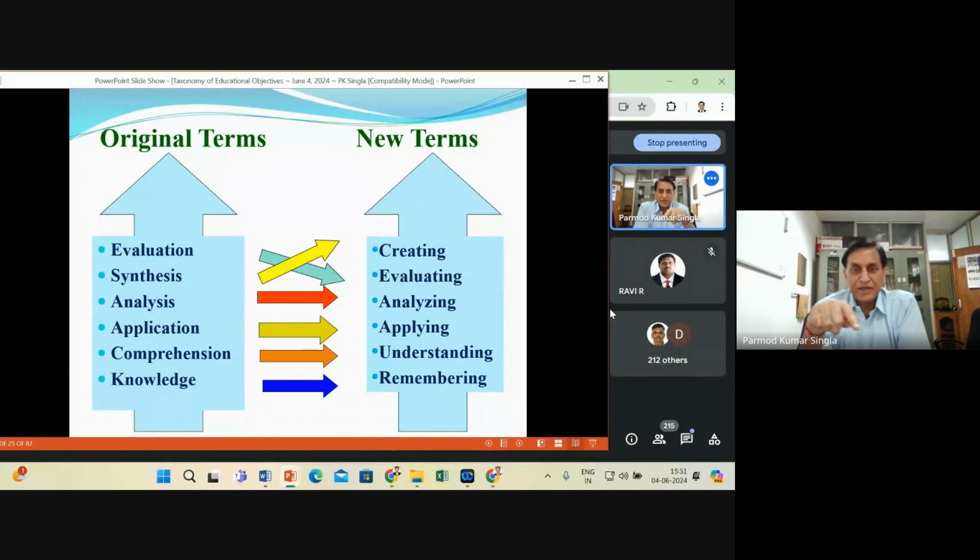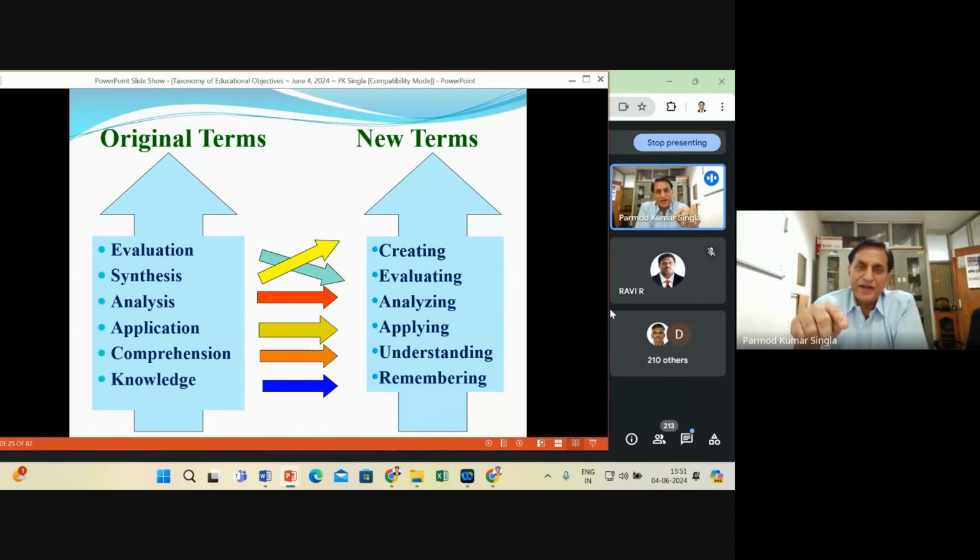And this is what he did. From knowledge, he started calling it remembering. Comprehension, understanding. Application, applying. And one more thing, he changed the nouns to verbs. He has his own taxonomy, which is being followed by many universities, but many universities still like to follow the original Bloom's taxonomy. And I am a strong advocate of that. But anyway, I am not against the second revised taxonomy also.